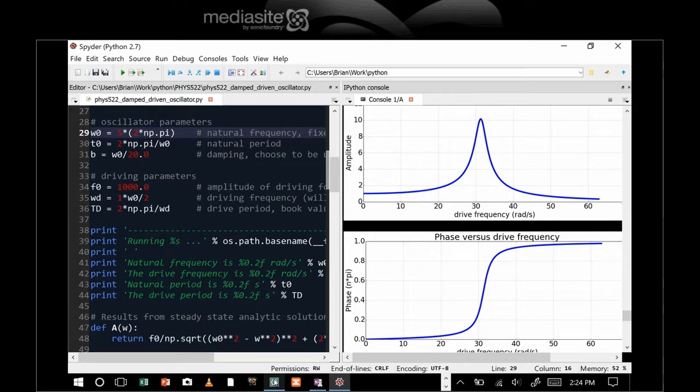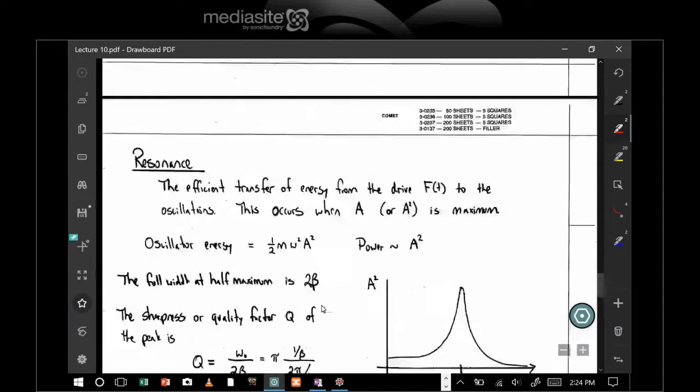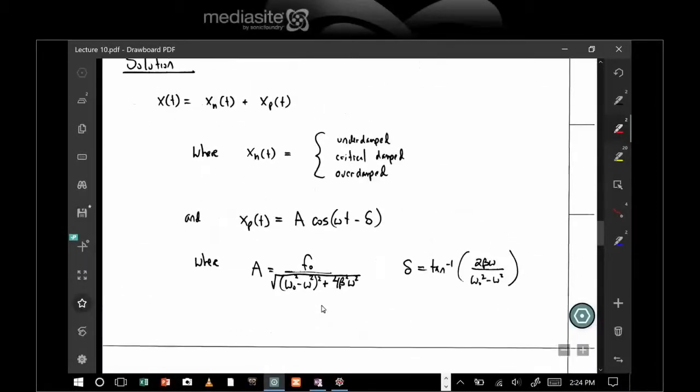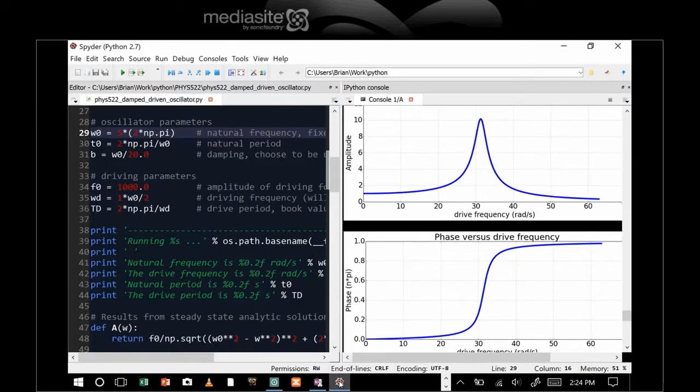That's easy to see if you just look at this equation here. Back to my solution, I'm going to get the smallest denominator when omega is equal to omega naught, because I subtract these. I'm dividing by the smallest thing, and this is going to be the largest thing. That's what's happening there. Now, if you look at the phase, you notice the phase goes from 0 phase.